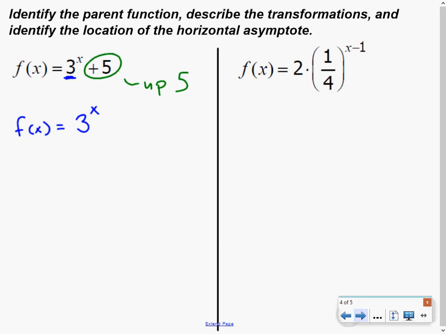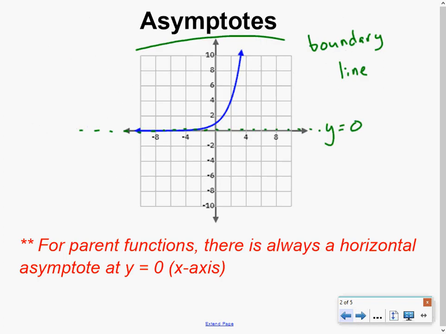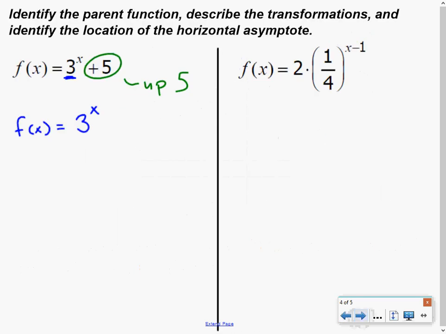So let's backtrack here to this picture. We said that the asymptote for the parent function is at y equals 0. It's on the x-axis. Well, if I am shifting my function up 5 units, that asymptote is going to move with it. So anytime you have a vertical translation, your horizontal asymptote will move that many units. So I can say that the horizontal asymptote, I'm just going to abbreviate it here as HA, would be at y equals 5. It'll shift up 5 units just like the function did.